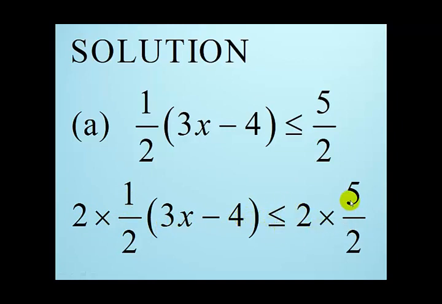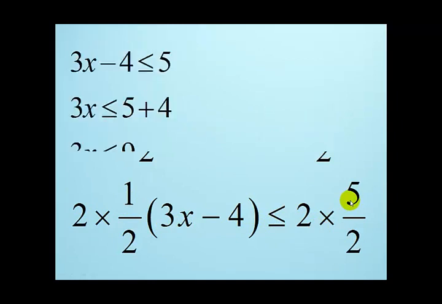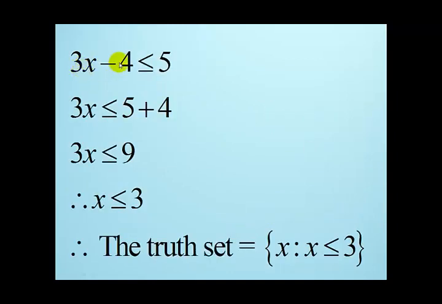Now let's proceed. We have 3x minus 4 on the left hand side, less than or equal to 5. Take note that minus 4 on the left hand side becomes plus 4 on the right hand side because it has crossed the inequality sign. Now 5 plus 4 equals 9. So we have 3x less than or equal to 9.